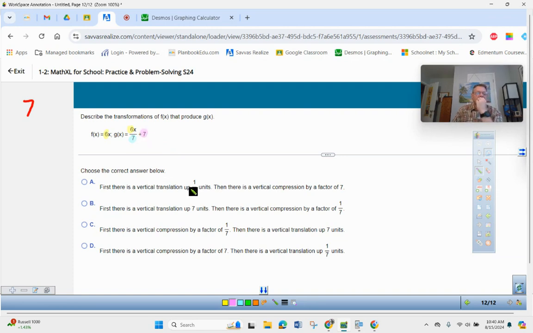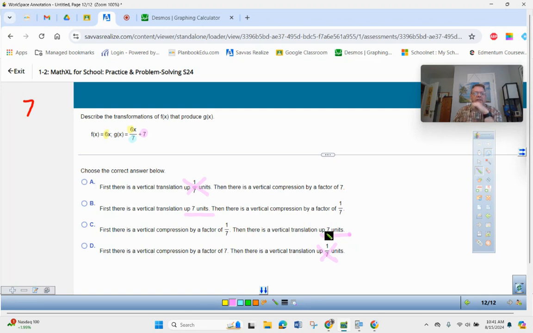So 7 on the outside makes it go up and down, right? And that's an up. So I need something that goes up 7 units. That's good. Something else that makes it go up says up 7 units. Oops, that's up 1/7 unit. That is not right. Up 1/7, so that's bad again. So it has to be one of these two guys that say up 7 units.